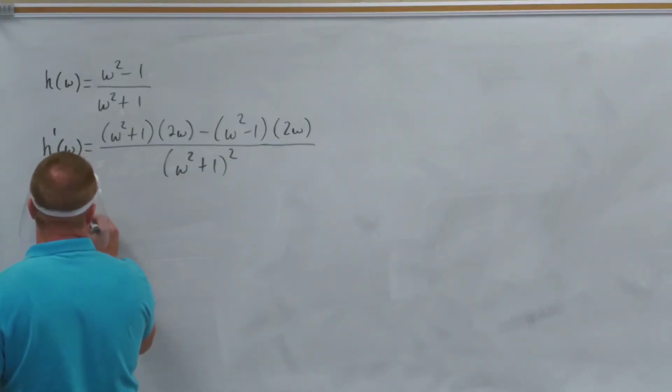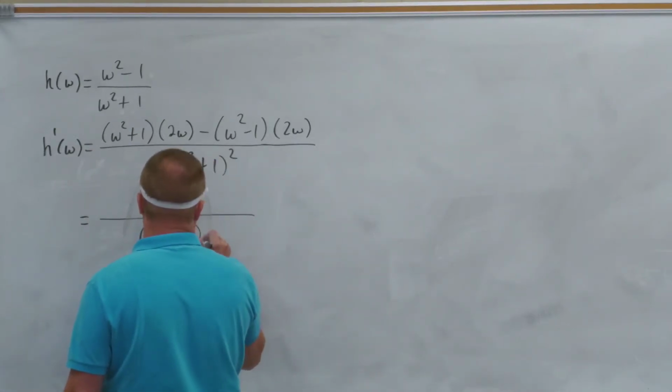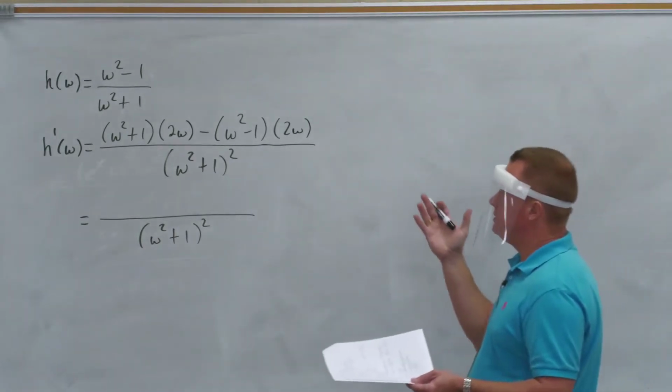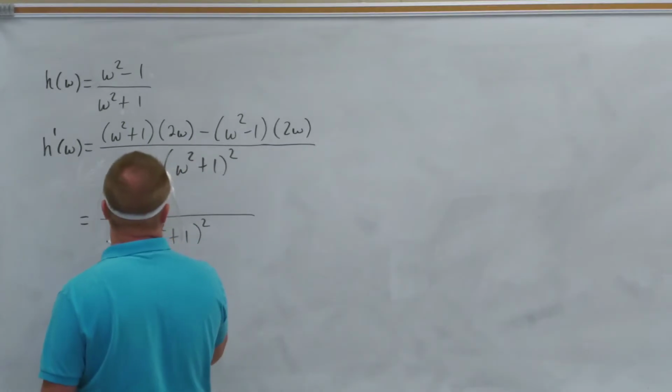Now I would leave the bottom like it is. There's no reason really to multiply that out. The bottom, when you square it, that's really in a factored form. So just leave it like it is. The top, though, we do need to multiply it out and see if we can reduce it a little bit or something.